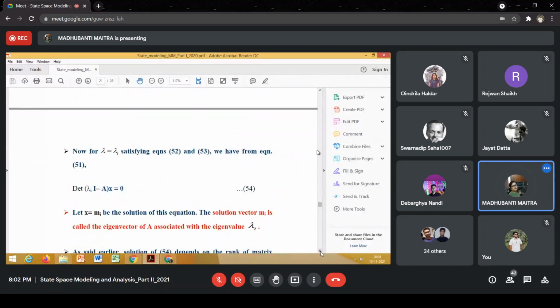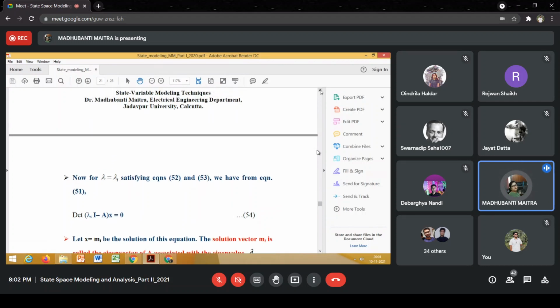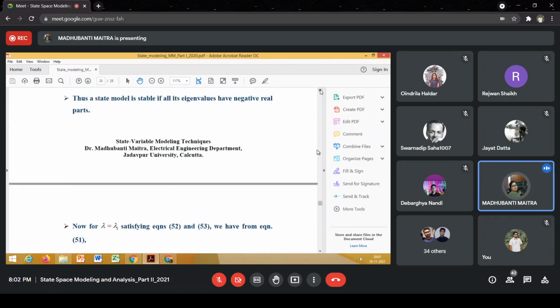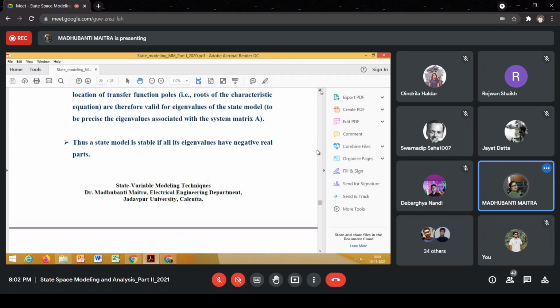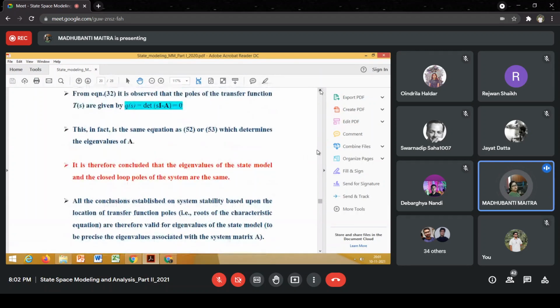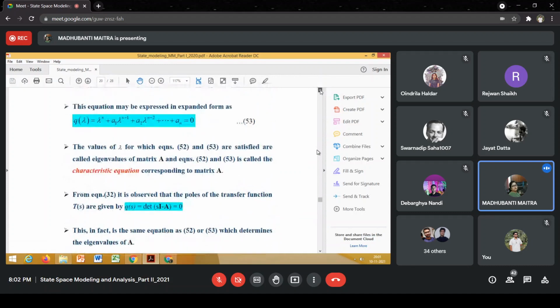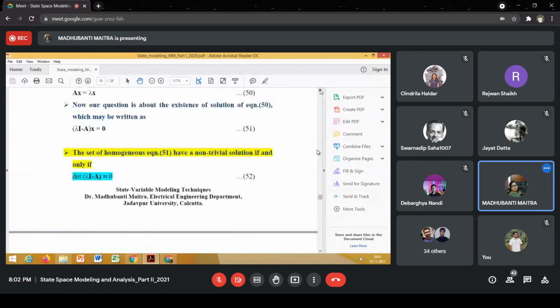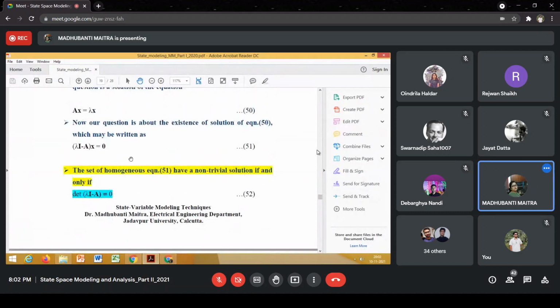Now, let us assume that for a particular value of lambda equal to lambda i, satisfying this equation, that is determinant of lambda I minus A equal to 0, and the previous one, that is this equation, (lambda I minus A) x equal to 0.